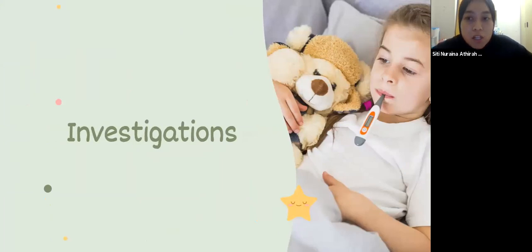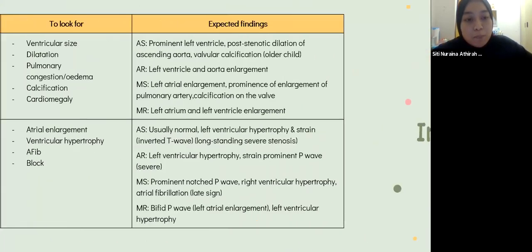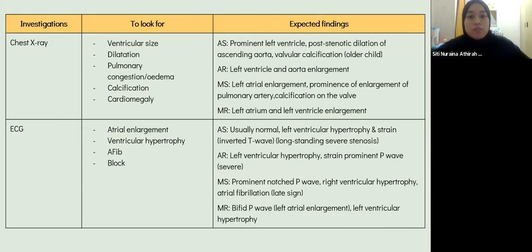So for the investigation, what investigations can we order? First is chest X-ray, to look for any ventricle size changes, dilatation, pulmonary congestion or edema, calcification, and also cardiomegaly. As for example, in aortic stenosis, we can have a prominent left ventricle or post-stenotic dilatation of the ascending aorta, and also valvular calcification in all these types.